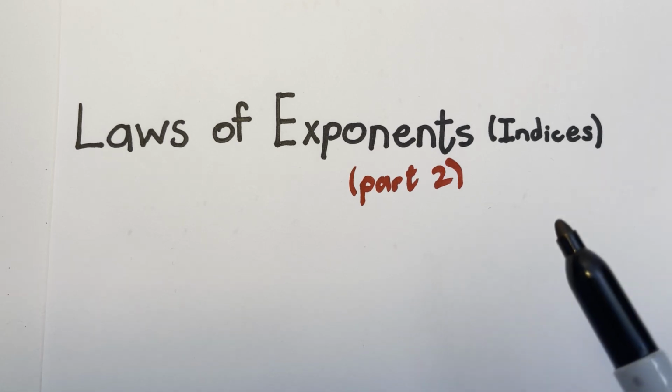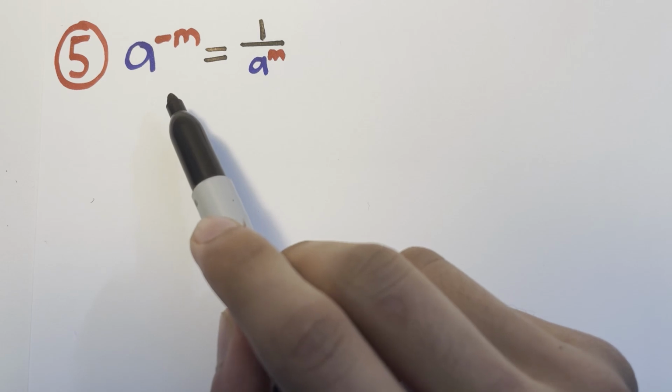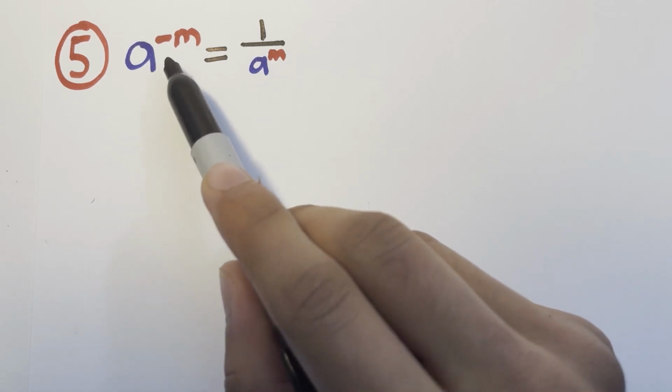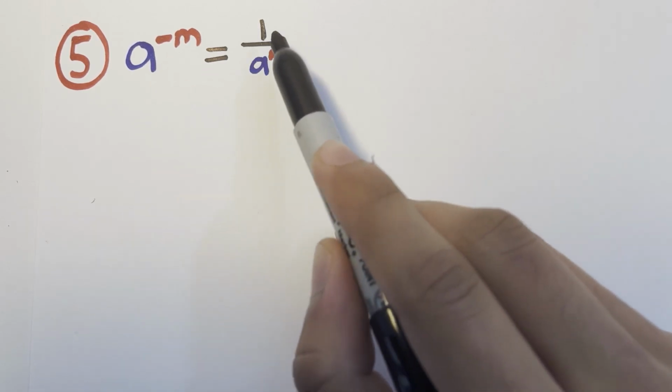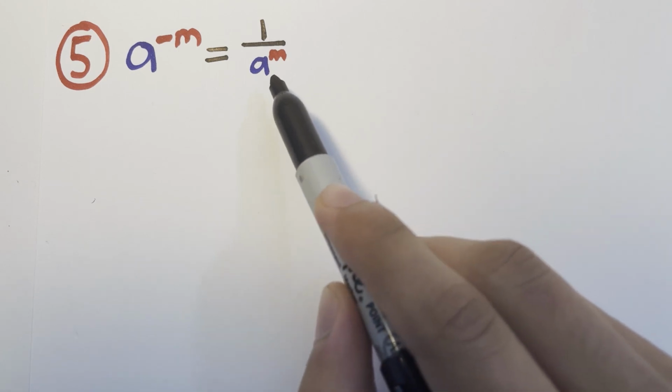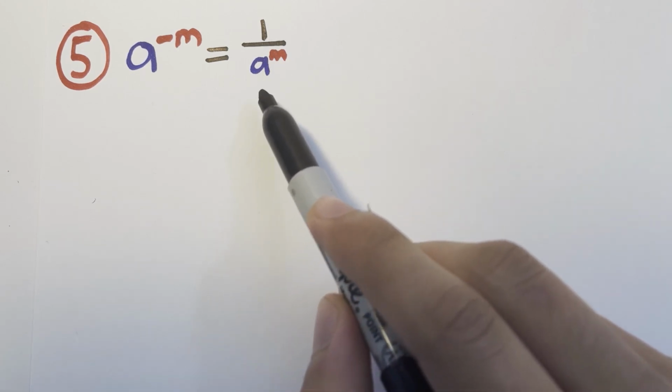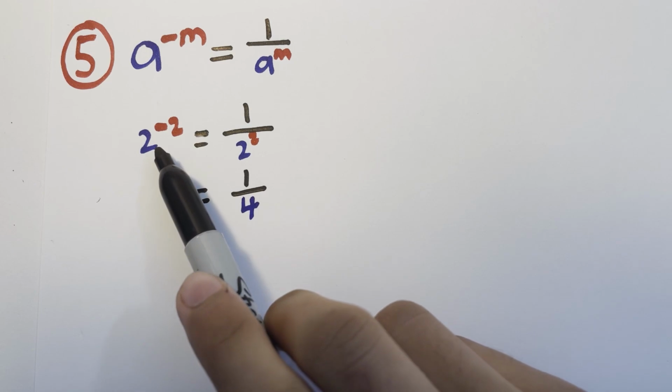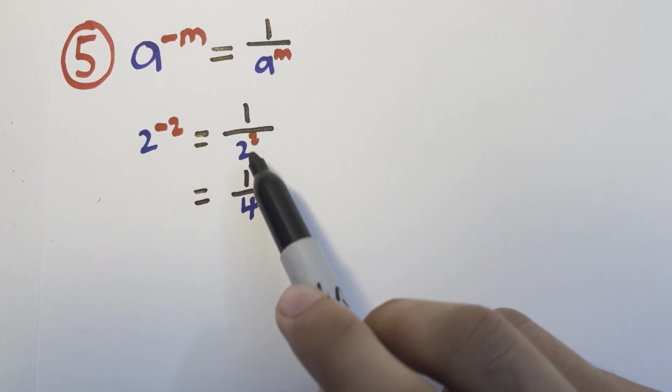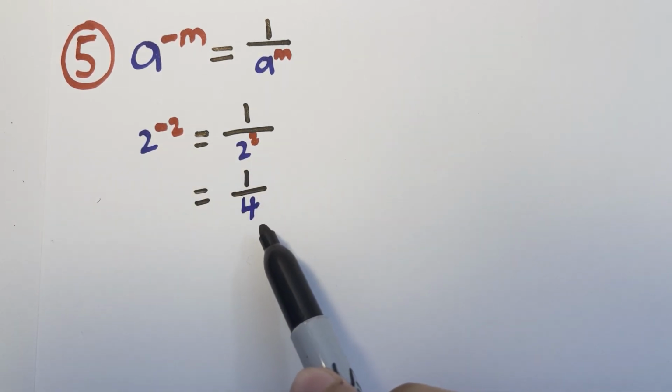The first law of this video concerns negative powers. A to the power of minus m is equal to 1 over a to the m, which is also known as the reciprocal of a to the m. For example, if we have 2 to the power of negative 2, that's equal to 1 over 2 squared, which is just equal to 1 over 4.